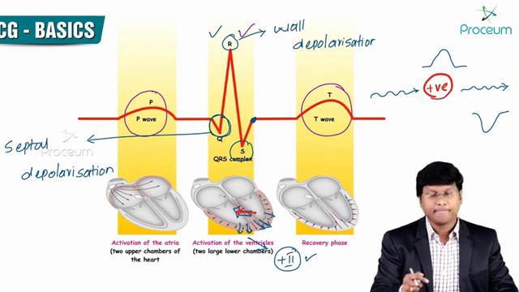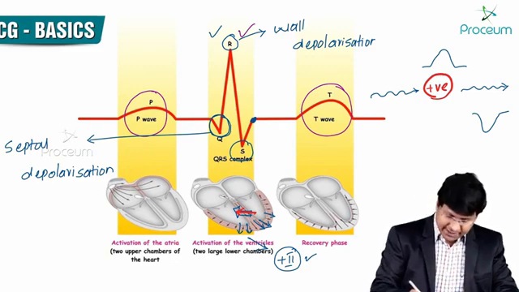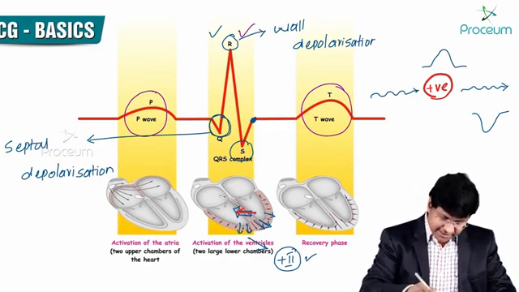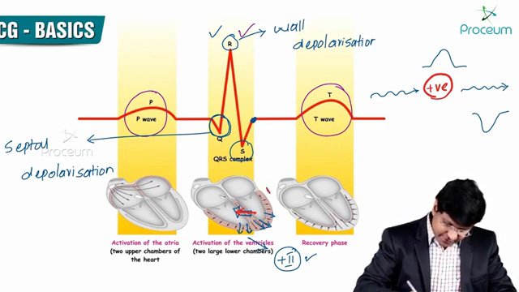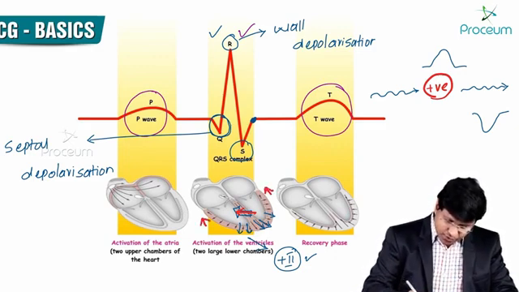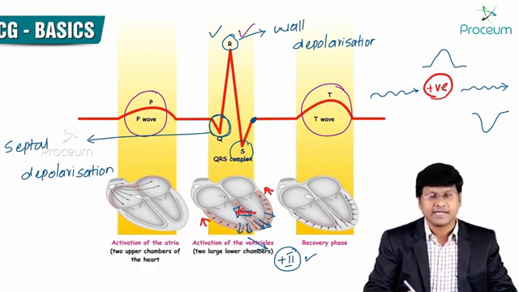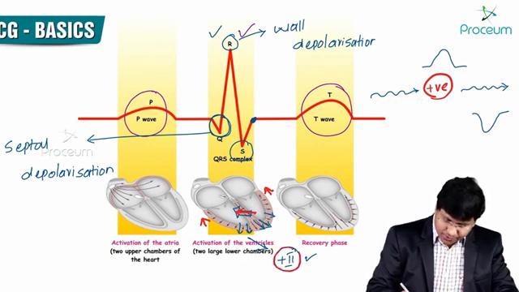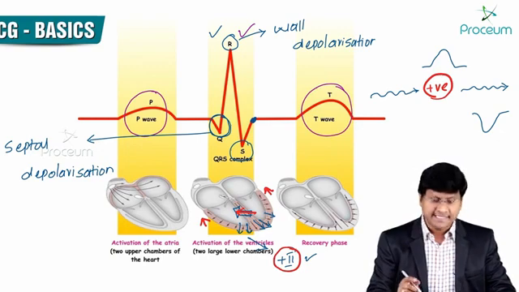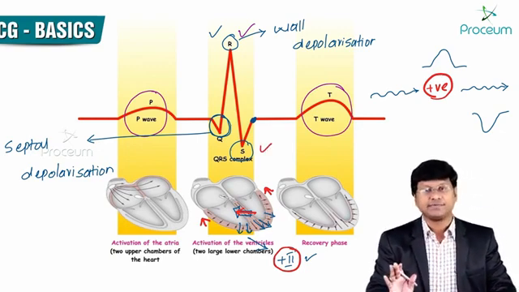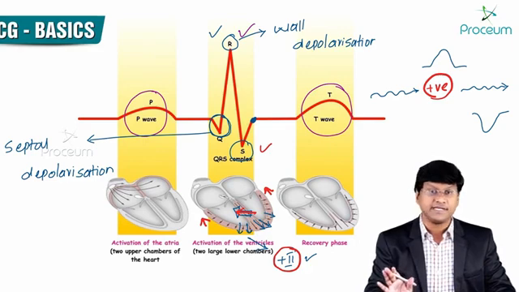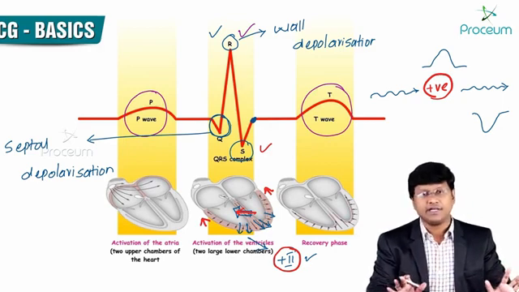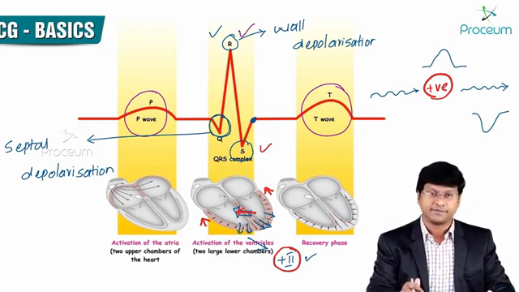So remember, S wave is due to depolarization of the base of the ventricle. What is the base of the ventricle? This is your base of the ventricle. So when the depolarization of the base of the ventricle is occurring, the wave of depolarization is moving away from the electrode or away from the lead. That is the reason why your S wave is a negative wave. Alright, next. So I have discussed in detail why QRS is negative, positive and negative.